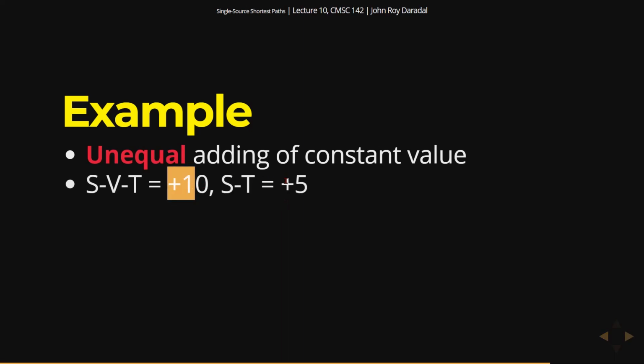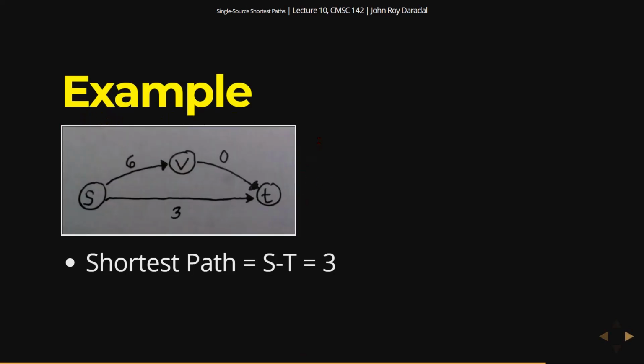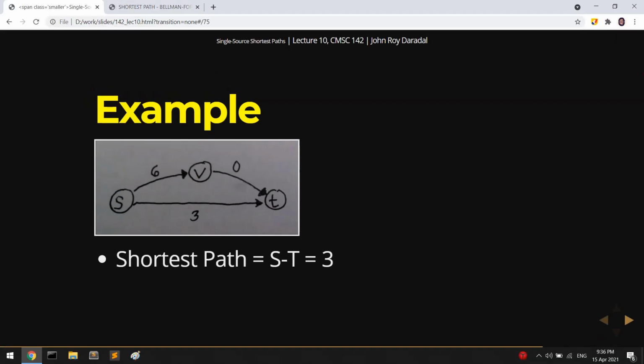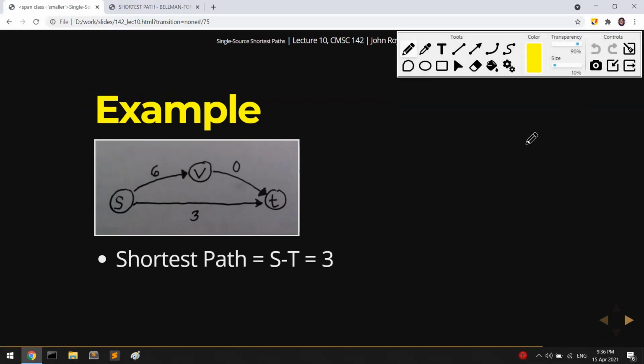To the bottom path, we only added plus 5. So why is that? Because in here, there's a plus 5 here, okay? So we added a plus 5 here, we added a plus 5 here, and then we added a plus 5 here. So for this path here, we actually added plus 10, and then here it's only plus 5. So there is an imbalance in the adding of constant factors to the paths.